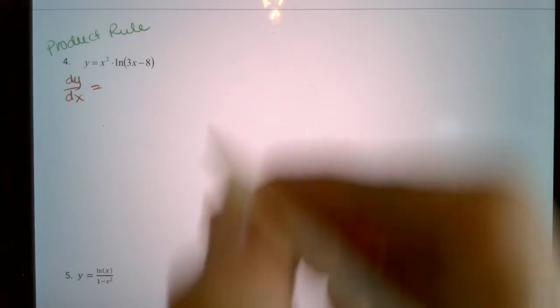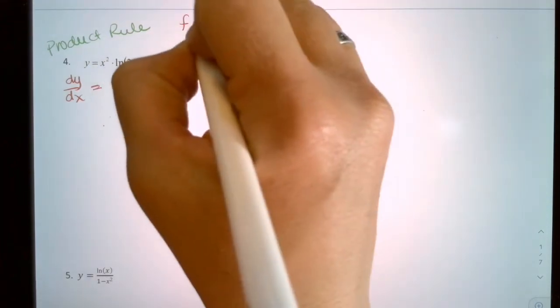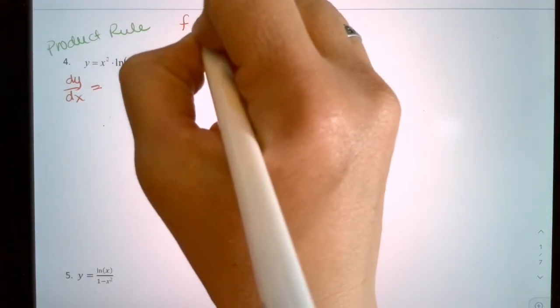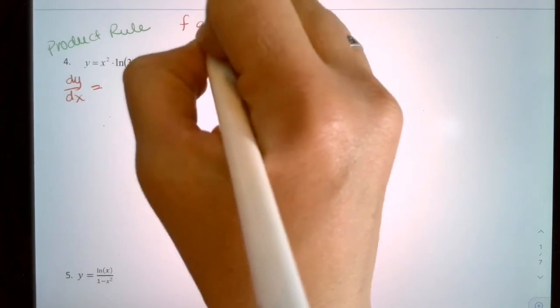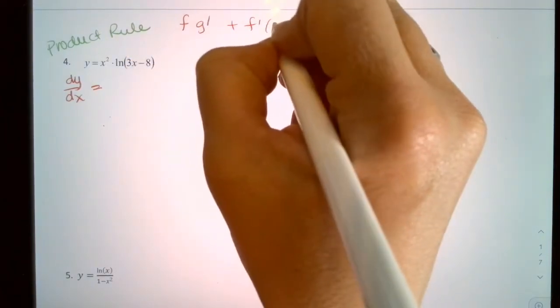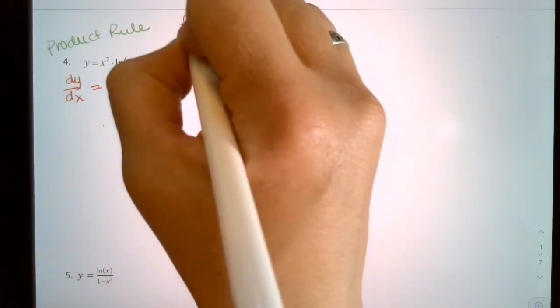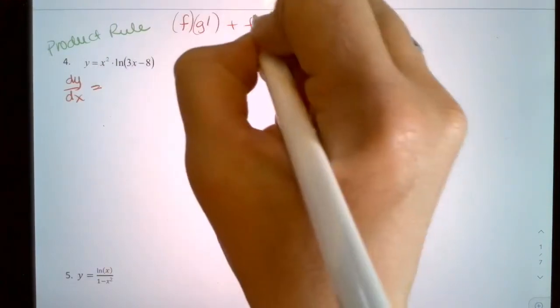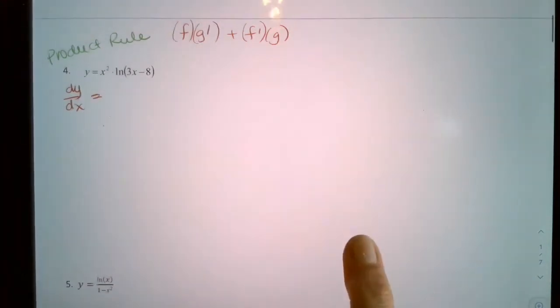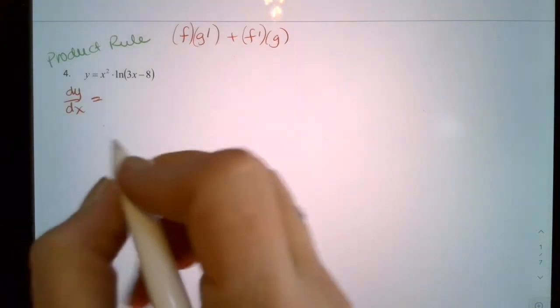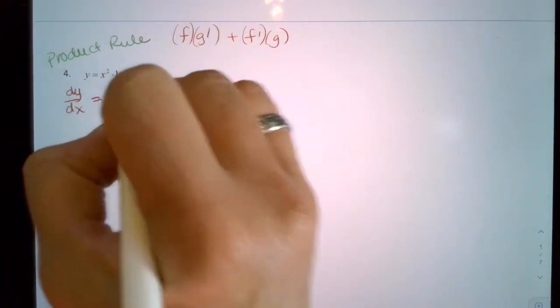So let's think about the product rule, right? You have these two functions. It's the first times the derivative of the second, plus the derivative of the first times the second unchanged. That's pretty much where we're headed. Okay. So we practiced all of that. So I'm going to do that here. I'm going to say x squared unmessed around with.